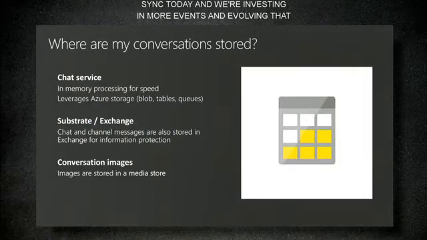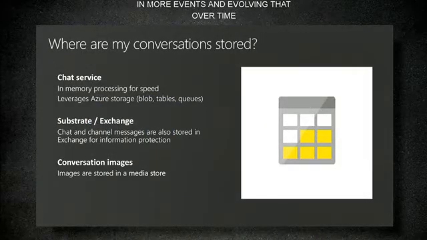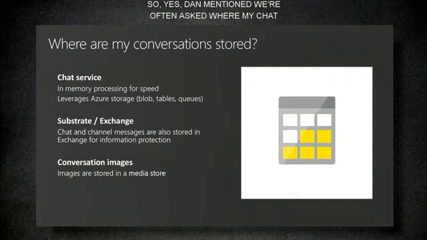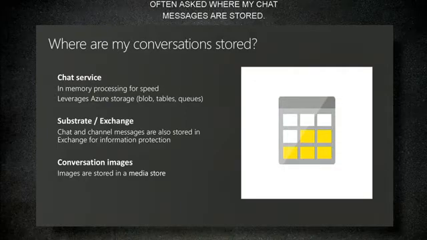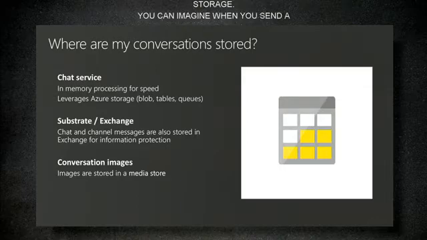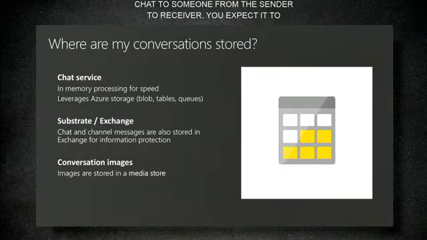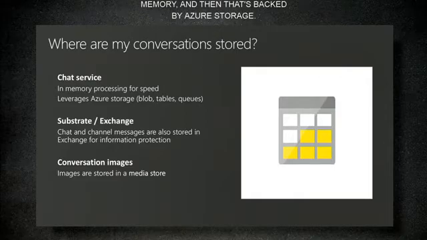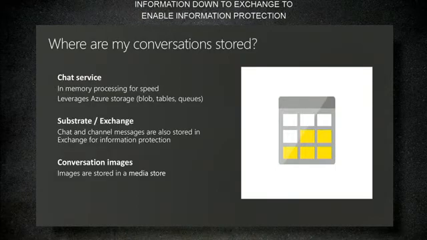As Dan mentioned, we're often asked where my chat message is actually stored. There's a chat service behind Teams, and it has its own physical storage. But you could imagine that when you send a chat from the sender to the receiver, you expect it to get there instantly. So most processing actually happens in memory, and that's backed by Azure Storage. We also publish the chat information down to Exchange to enable information protection, and images are stored in a separate physical media store that's specifically designed for images.